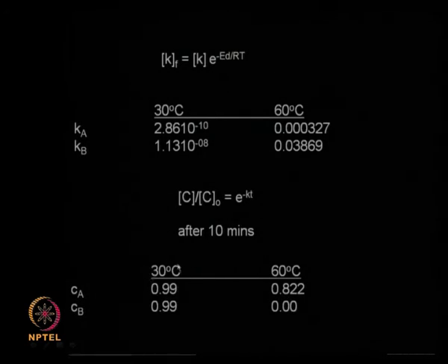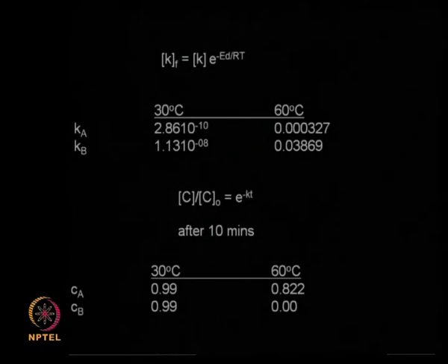At 30 degrees centigrade after 10 minutes the activities of both the lipases are almost the same, that means the concentrations of both the lipases are almost the same, but at 60 degrees centigrade lipase 1 has lost some activity, it has come from 0.99 to 0.82, but look at lipase 2, it has come from 0.99 to almost 0. Lipase 2 has completely lost its activity, the concentration has become 0. So temperature makes a large difference.